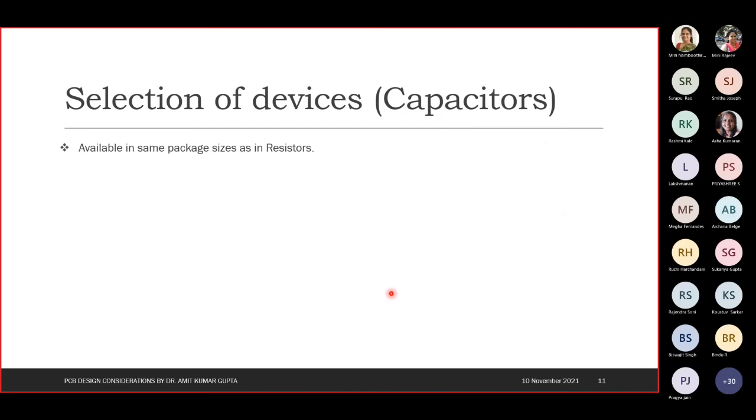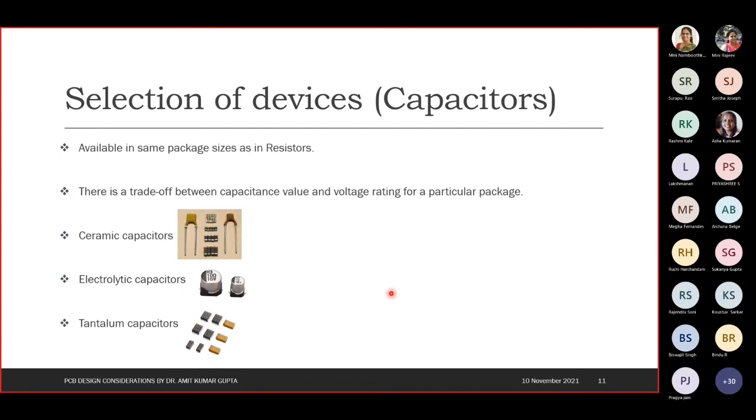Similarly, capacitors are available in the same package and size as resistors. There is a trade-off between capacitance value and voltage rating for a particular package. Some types of capacitors like this are the ceramic types, these are electrolytic capacitors. So this middle part shows the SMD component, SMD ceramic capacitors. Here these are SMD electrolytic capacitors. Here they are tantalum, SMD tantalum capacitors.